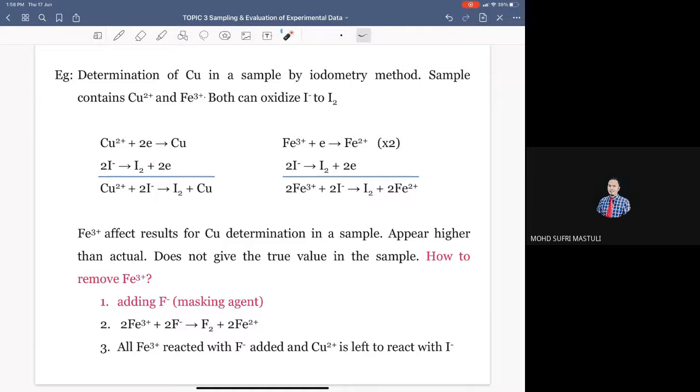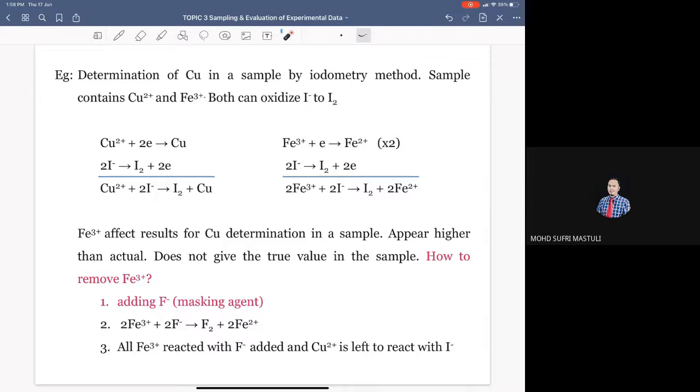As you can see from the chemical equation, it shows the oxidation reaction, but don't worry about it. Our analyte of interest is only copper, but this sample has a mixture of copper and iron. So the presence of Fe3+ ions will affect the result of the copper determination, and the result appears higher than the actual value, so it does not give the true value in the sample.